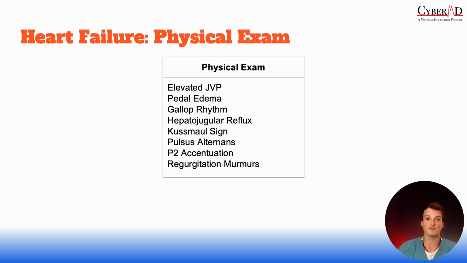So in heart failure, due to the inability of the heart to pump blood forward effectively, there's going to be a backflow of blood leading to an elevated JVP. So that's often seen as a distended jugular vein when the patient is at a 45-degree angle. Often if you're trying to assess that, you'll have the patient look the other way.